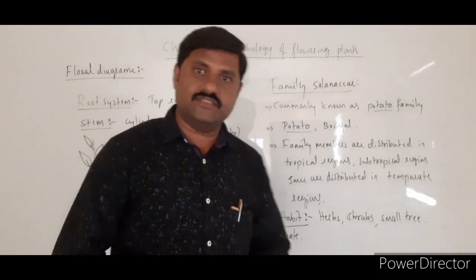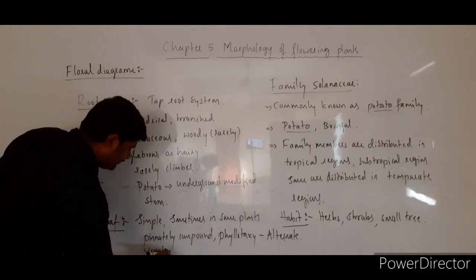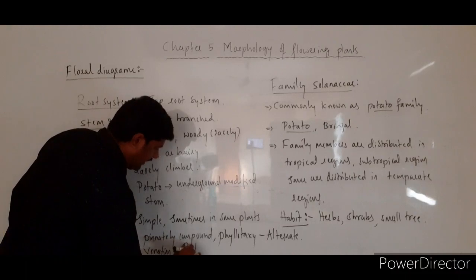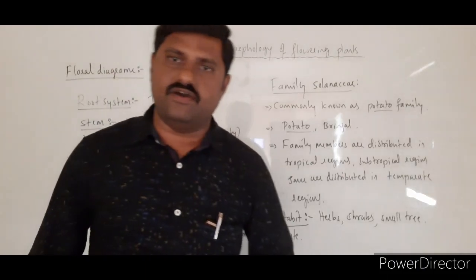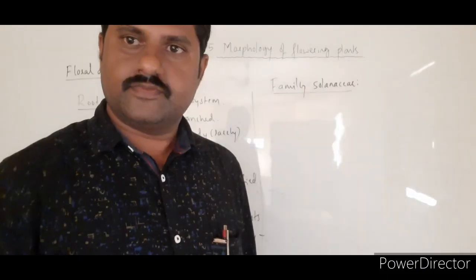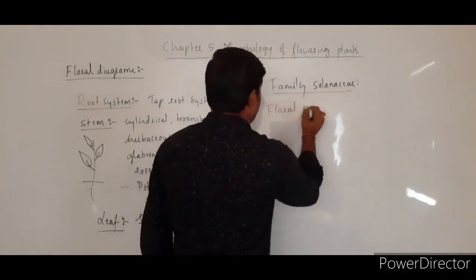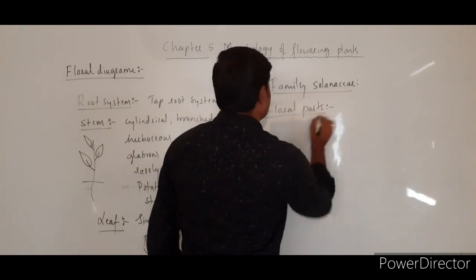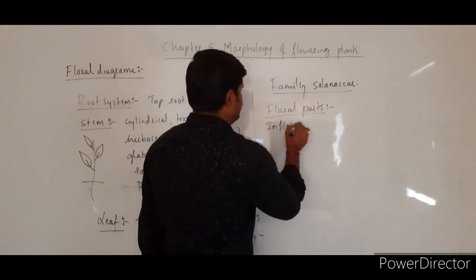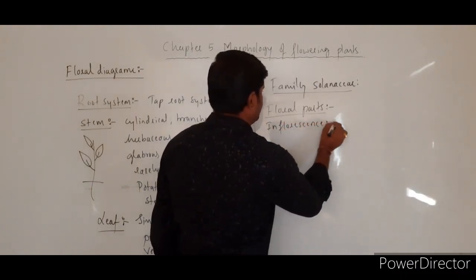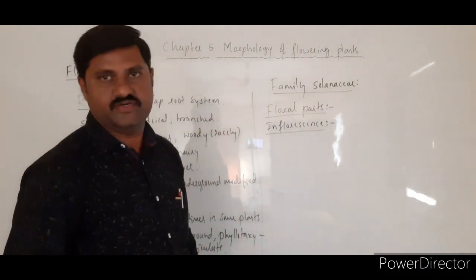And what kind of venation do these have, right? Venation itself is reticulate. Reticulate venation is seen in these plants. Next one is floral parts. What are the floral parts that we come across? Here, first of all, inflorescence. What kind of inflorescence is seen in the Solanaceae members, right?